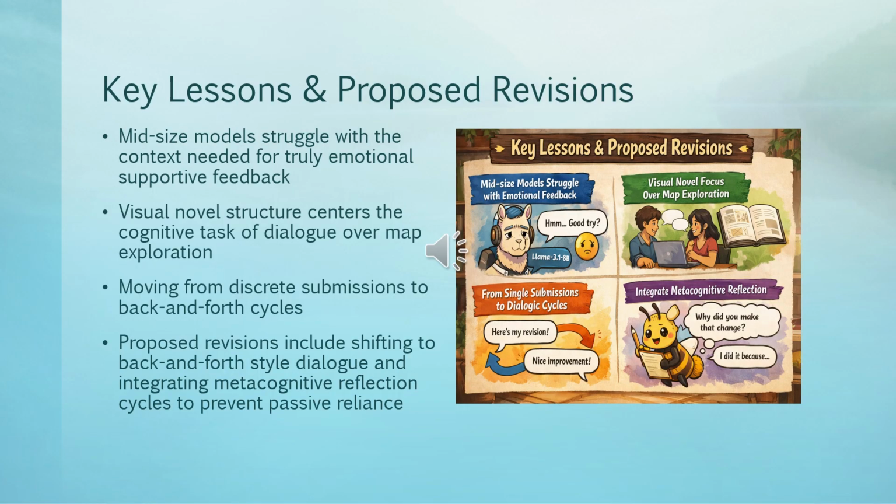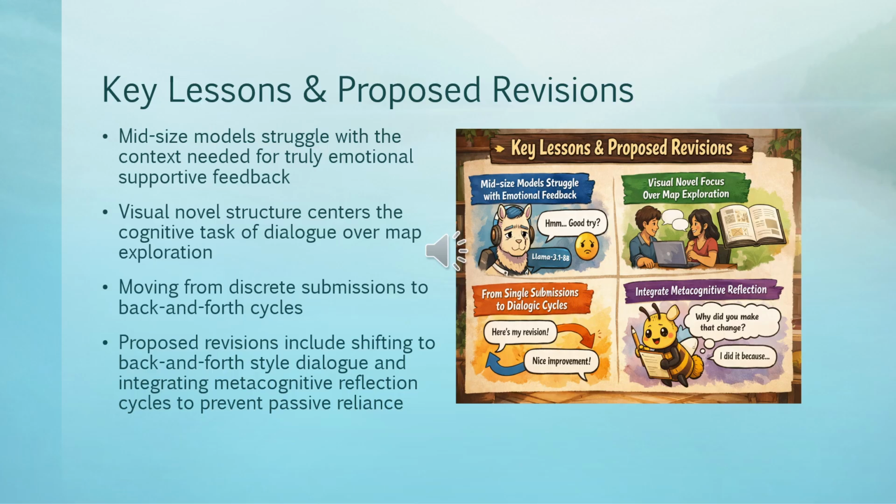Let's consider some of the key lessons from the researchers' findings. A primary lesson is that current mid-sized models used for data privacy reasons, like Llama 3.1 billion, struggle with the capacity for complex prompt interpretation required to recognize the subtle improvements in student work. This highlights a need for better emotional support in AI feedback, specifically feedback that notices when a student has made an effort to address a previous critique.